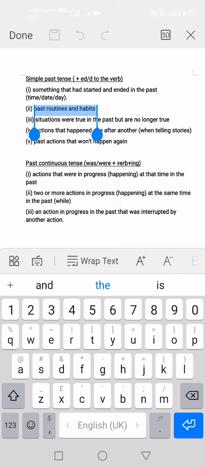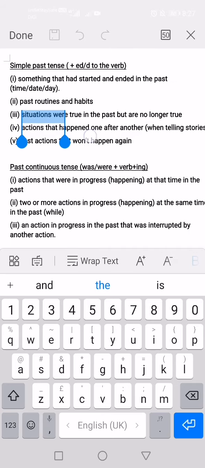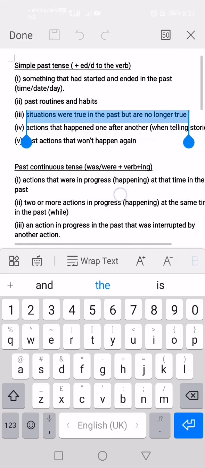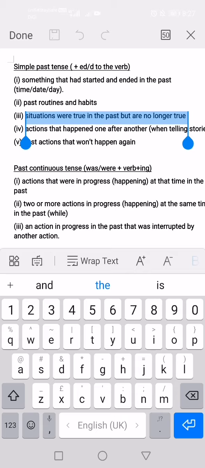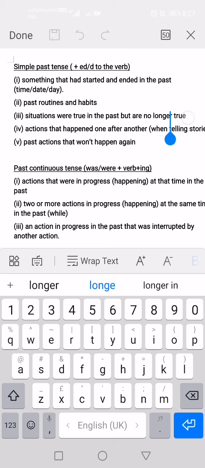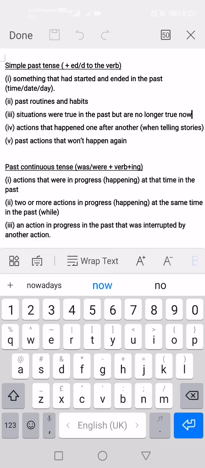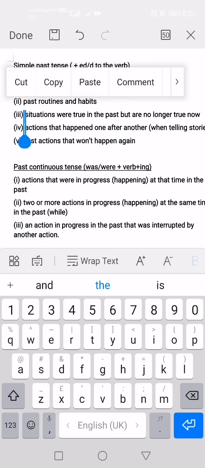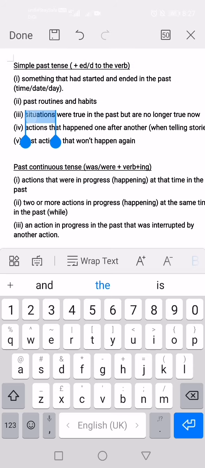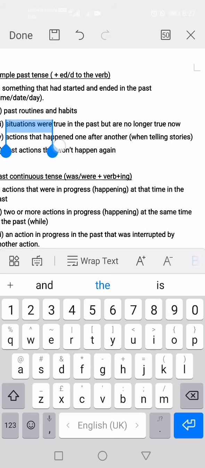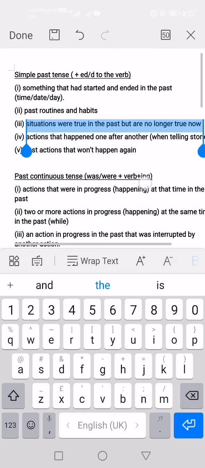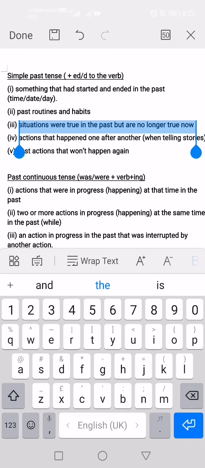The third one is, let's look at it. Situations that were true in the past but are no longer true now. Can you add the word now? It's very important, so I guess you guys understand when you do revision. Meaning situations that were true in the past but are not true now.